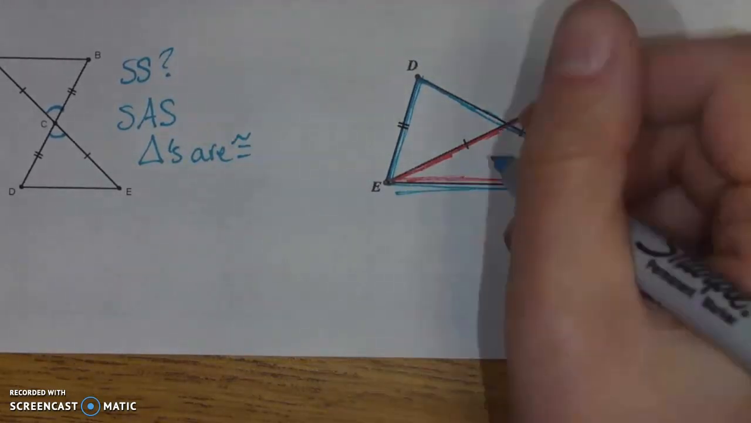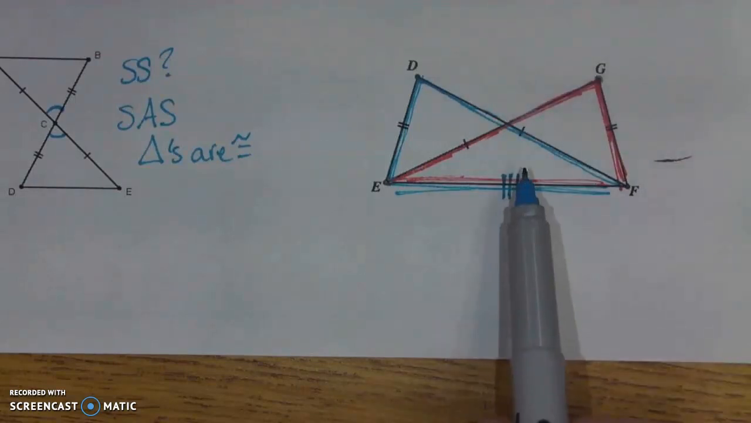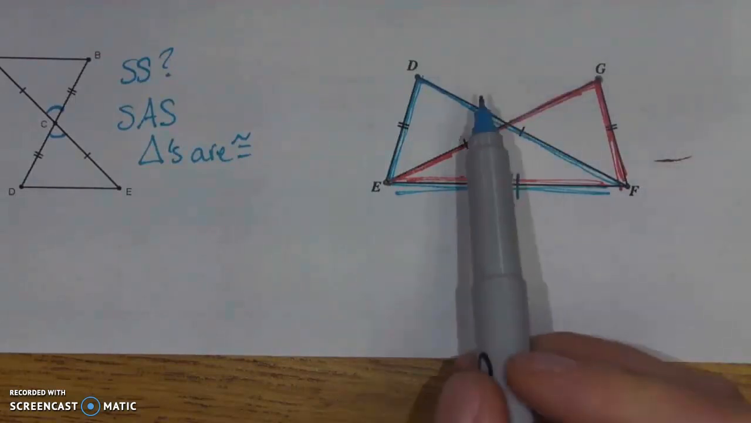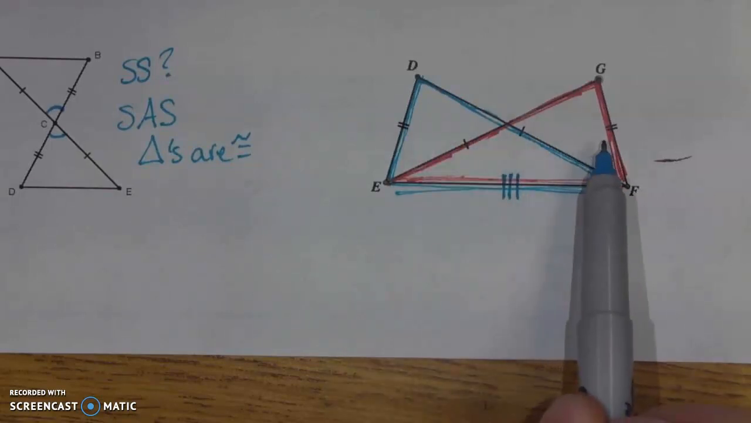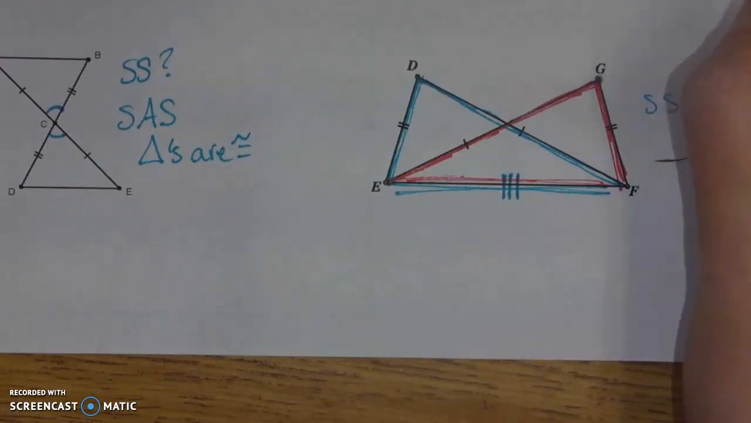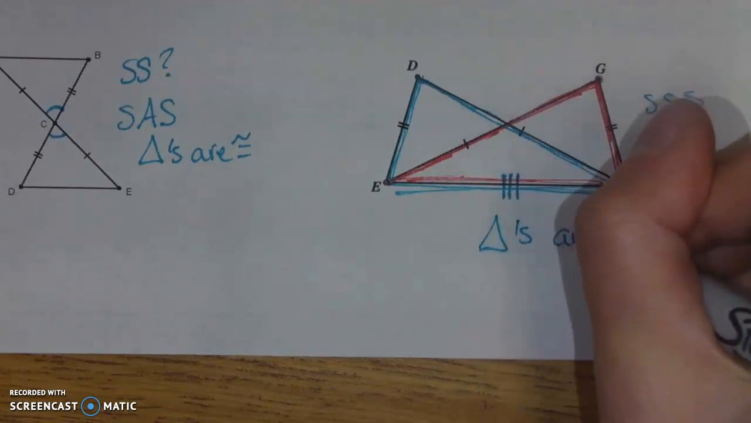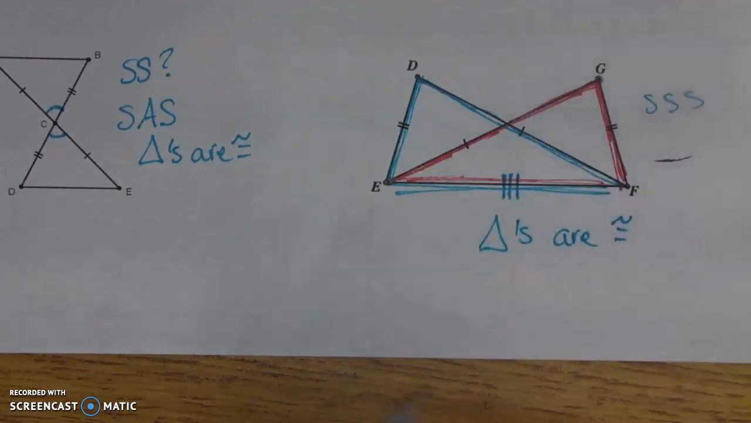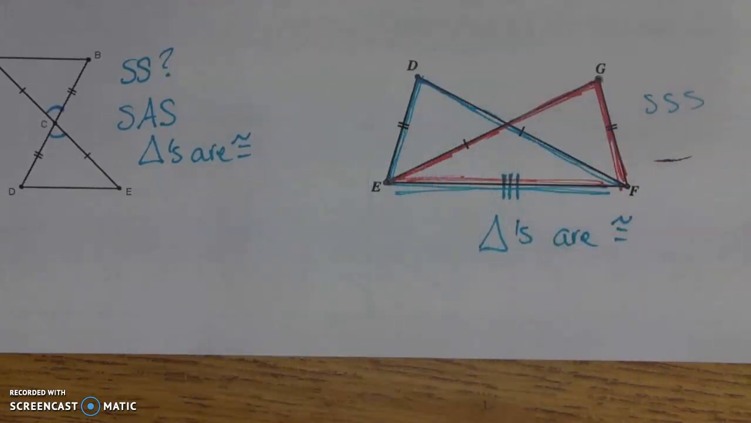Now, since they share this bottom line, that means, according to the reflexive property, that side is congruent to itself. So this blue triangle, side, side, side, matches up with this red triangle, side, side, side. And that means that I have the SSS triangle congruency theorem, and I could say that these triangles are congruent. I might even be able to prove some smaller triangles are congruent, but we don't need to do that at this point.